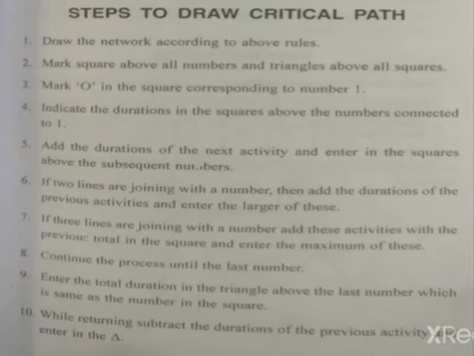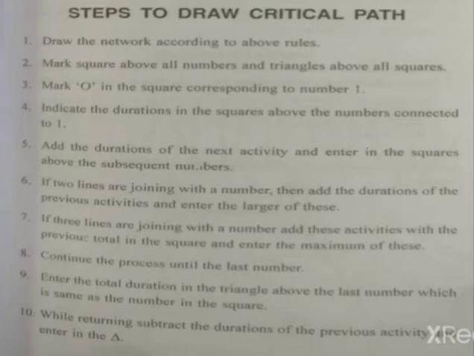Enter the total duration in the triangle above the last number, which is the same as the number in the square. So in the last activity, whatever E value you get, that is your L value also. So you have to take that as your L value. While returning, subtract the durations of the previous activity and enter in the triangle. That means we have to go for the reverse process. For the reverse process, you have to subtract the duration.